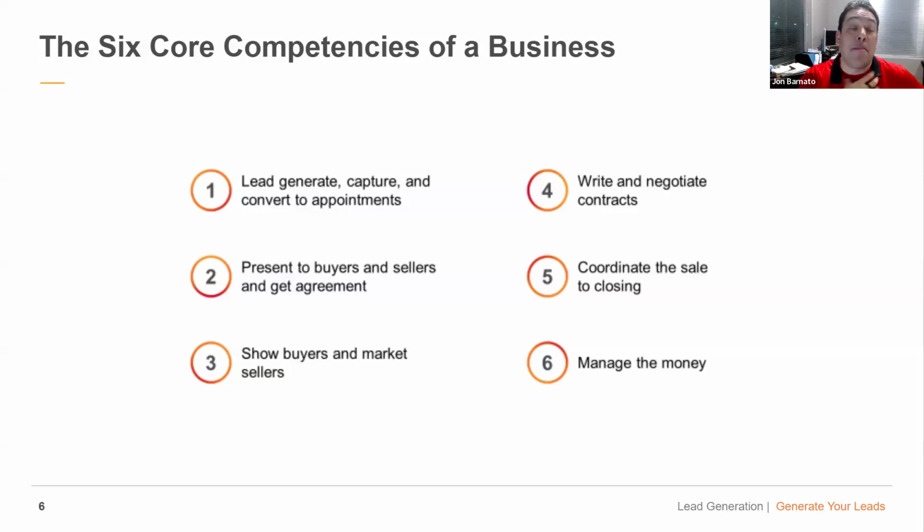So on my real estate team, when we get in the morning, we don't talk about our escrows or our clients. We talk about our leads. We talk about how many people we're going to contact today. We talk about lead generation because without lead generation, nothing else happens. I can't stress this enough, but you want to know these six core competencies.